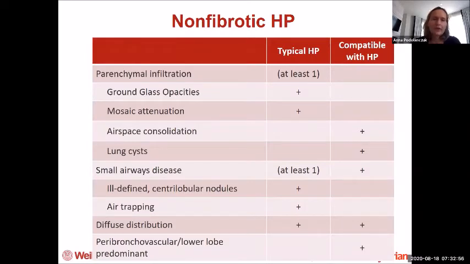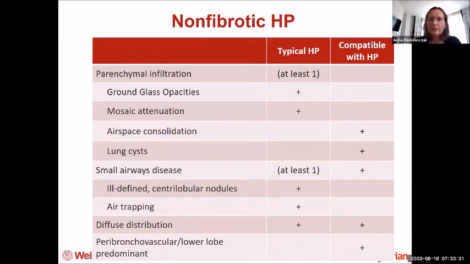So you need both, at least one example from each of these on a CAT scan to make a diagnosis of typical HP. If you see ground glass opacities or mosaic attenuation or airspace consolidation, that's an example of parenchymal infiltration. And if along with that you see ill-defined centrilobular nodules or air trapping in a diffuse distribution, then that makes a diagnosis of typical HP on a CAT scan.